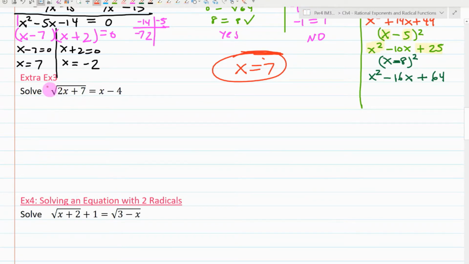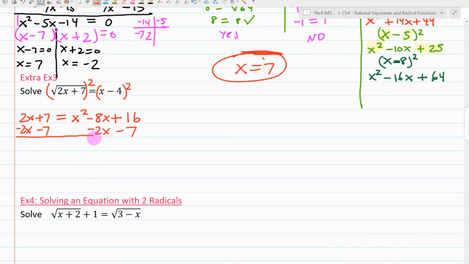All right, let's see if you got this right. So I'm going to square 2x plus 7, and we get x squared minus 8x plus 16. Remember, this is going to be a trinomial. Set your equation equal to 0. It's okay that the 0 is first. Don't freak out about that. You need to be comfortable leaving the variables wherever they go, okay?